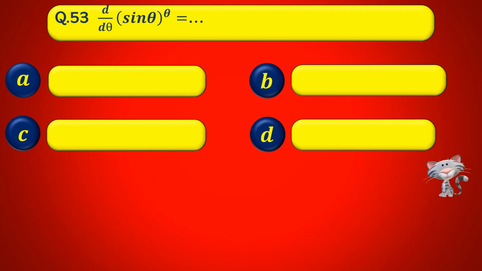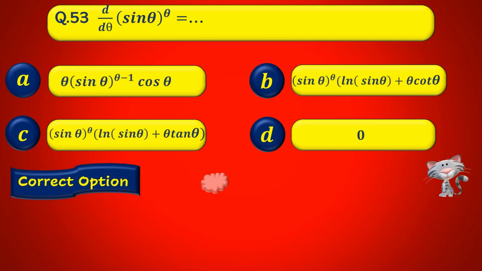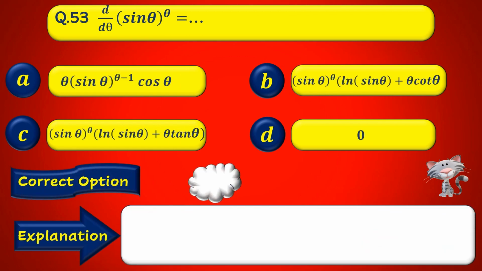Question number 53. d by d theta of sine of theta raised to power theta is equal to, and the options are, let's check out which one is the correct option. Place sine theta raised to power theta is equal to y. Here both base and power have variables, so we remove the variable theta from the power. For this we take log on both sides and it becomes log of y is equal to theta into log of sine theta.